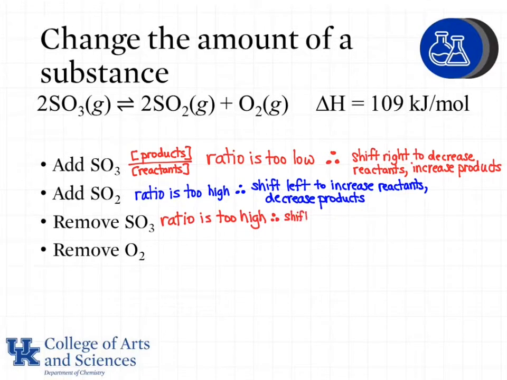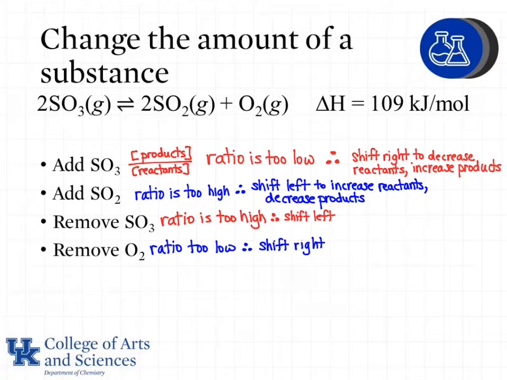Therefore, we need to shift to the left to return to equilibrium, and this will increase the amount of reactants and decrease the products. If we remove a product, such as SO2, we will have a ratio that is too low. Therefore, we need to shift to the right to increase the amount of products and decrease the amount of reactants.